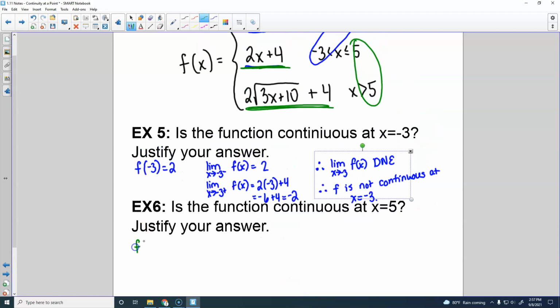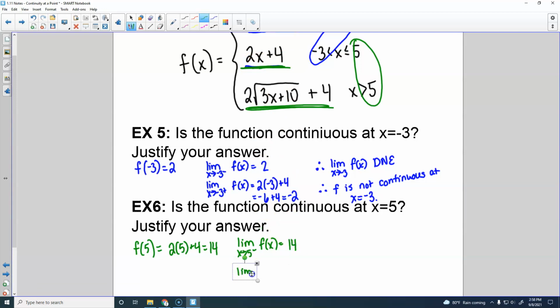So to find f of 5, which one should I use, the middle or the bottom? Middle, because I've got the or equal to with that 5 there, so it's 2 times 5 plus 4, which is going to give me 14. I've got to check the limit from the left and the right at 5, so I'll do the limit as x approaches 5 from the left of f of x. That's what I just did. That was plugging 5 in there. It gave me 14. If you don't show all the work for that, that's fine.